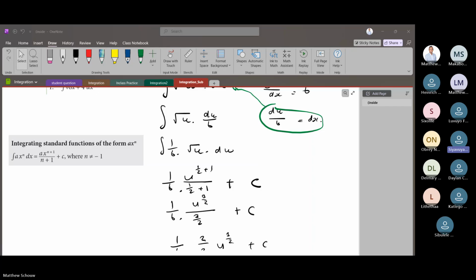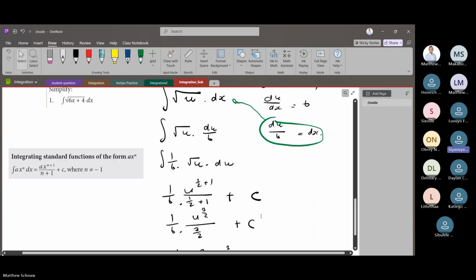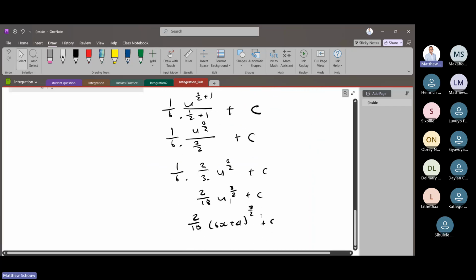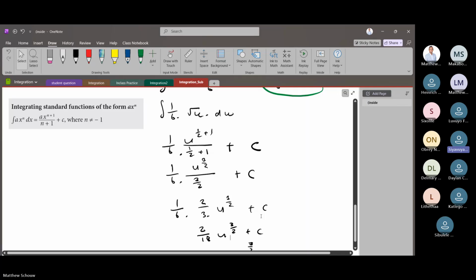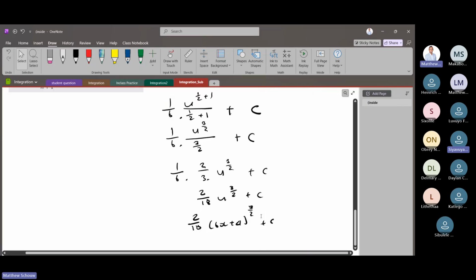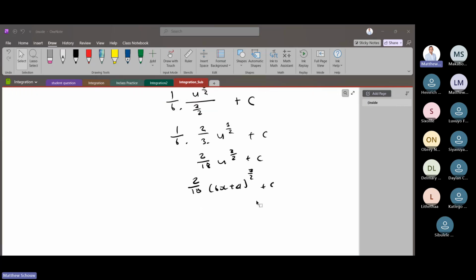That 2 over 18, shouldn't we simplify it to 1 over 9? Yes, you can do that. Yes, that's correct. That is definitely correct.